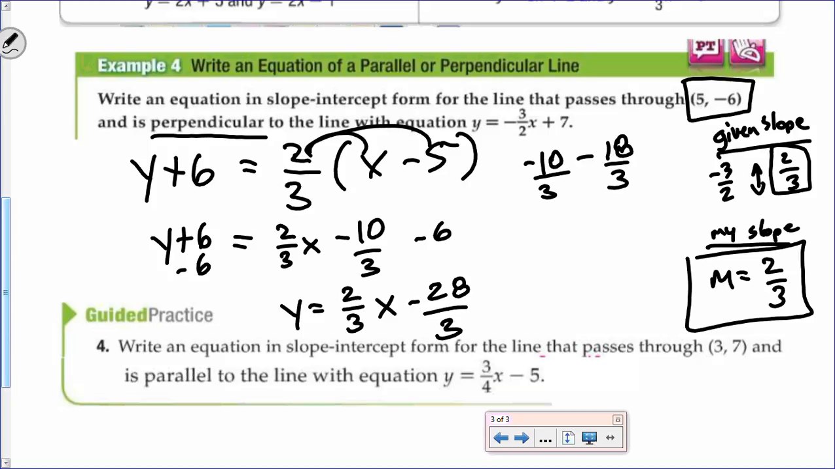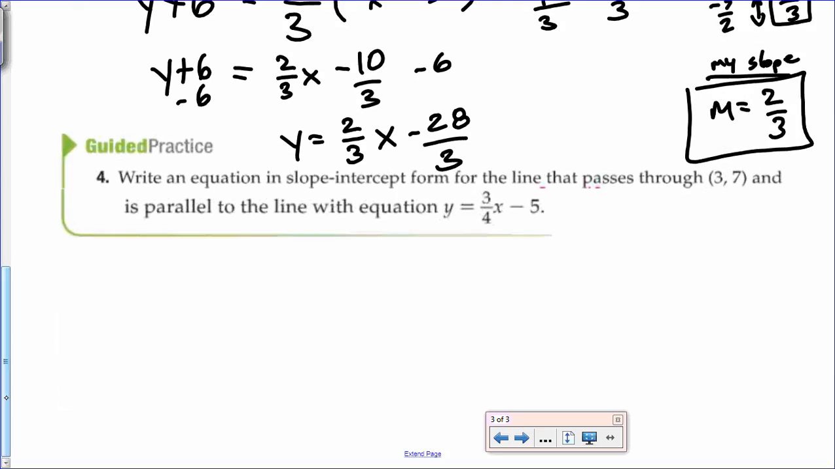Okay, so that's how we approach perpendicular lines. They're going to have slopes that are negative reciprocals of each other. Let's look at our final example here. Parallel lines. We know that their slopes are the same. So if the line we are given has a slope of 3/4, well, the slope we are going to use is the same, 3/4.